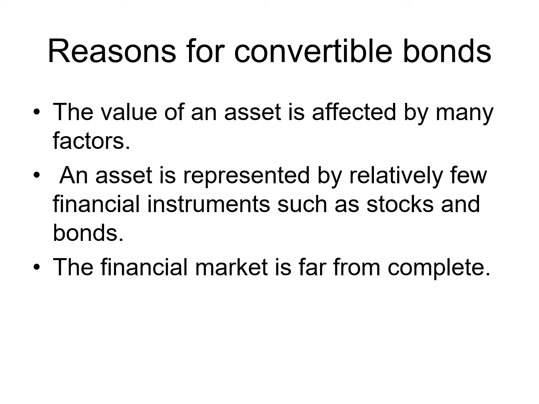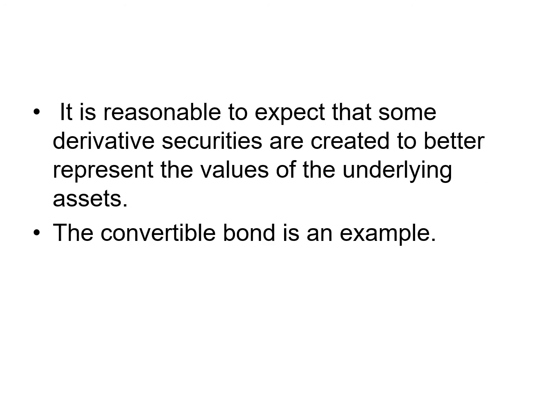The reasons for convertible bonds. The value of an asset is affected by many factors. However, an asset is represented by relatively few financial instruments, such as stocks and bonds. The financial market is far from complete. It is reasonable to expect that some derivative securities are created to better represent the values of the underlying assets. The convertible bond is such an example.